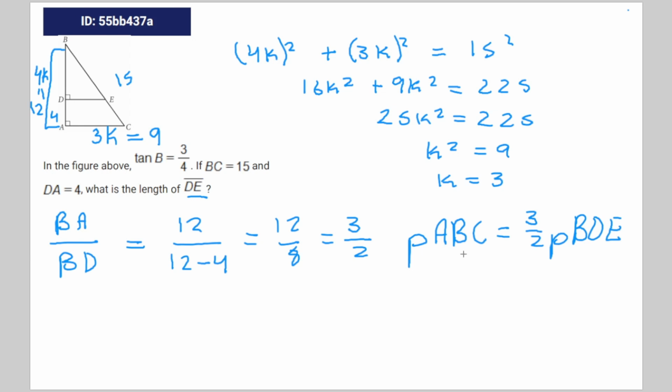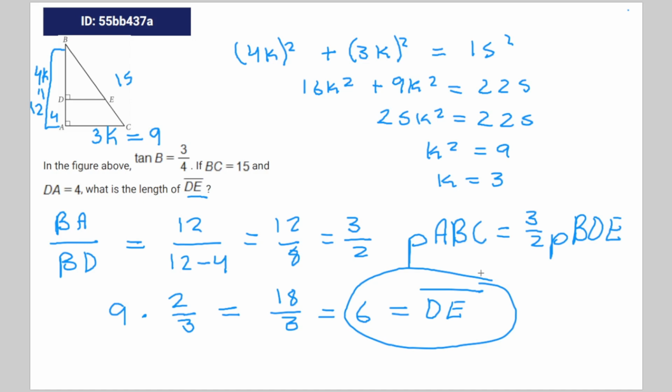So to find any side from BDE, you just take the corresponding side from ABC and then divide it by 3/2, which is in effect multiplying it by 2/3. So to find DE, we're going to look at AC, the corresponding side of DE in the triangle ABC. So multiplying AC by 2/3, you're going to get 9 times 2/3 is equal to 18 divided by 3, which is equal to 6. Therefore, the length of DE is equal to 6, and that is the correct answer.